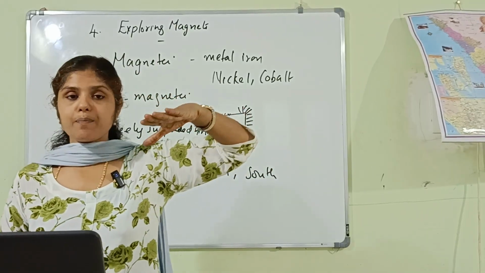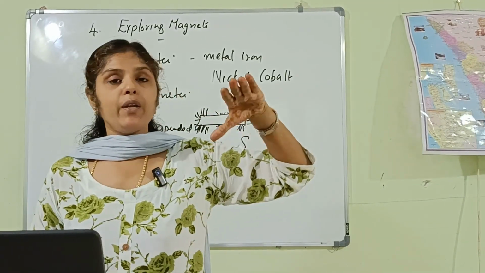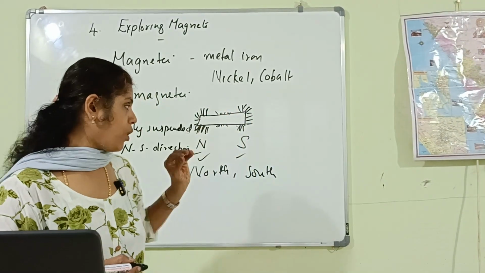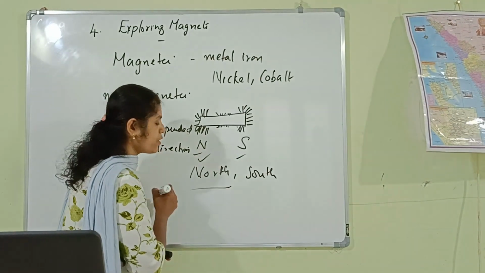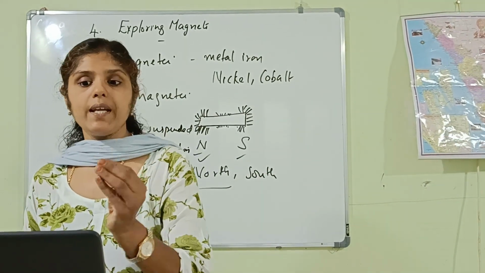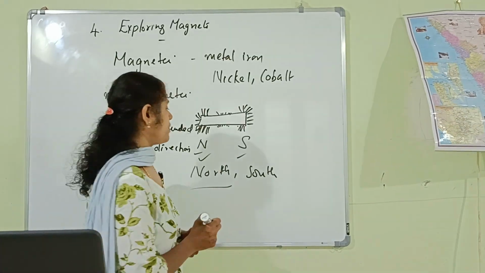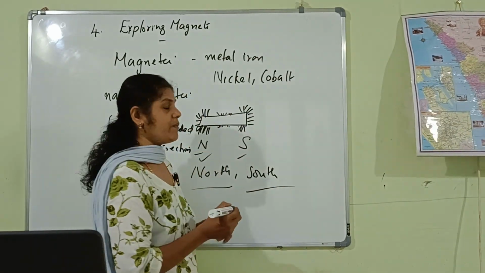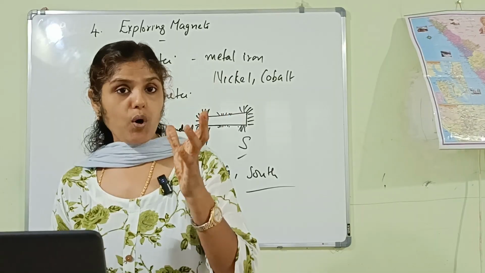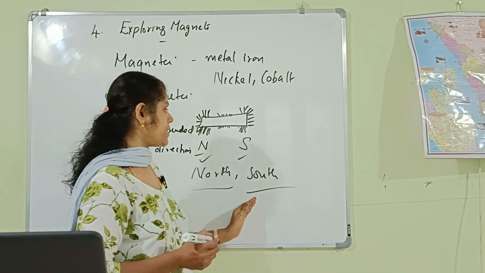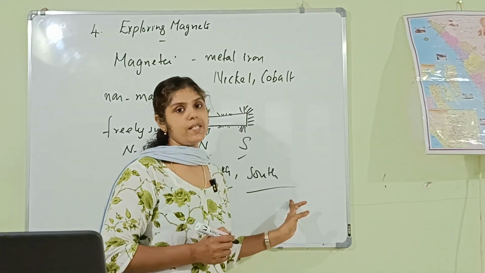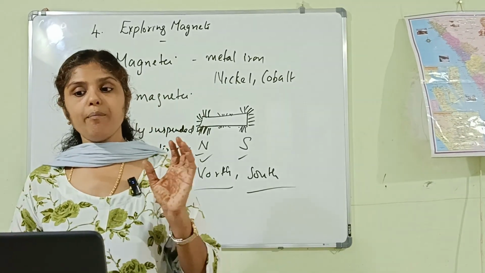That is, a freely suspended magnet always rests in the north-south direction, and the pole that is facing towards the north direction is known as the north-seeking pole or north pole, and the end which points towards the south is known as the south-seeking pole or south pole of the particular magnet.